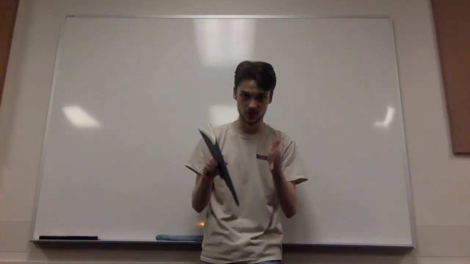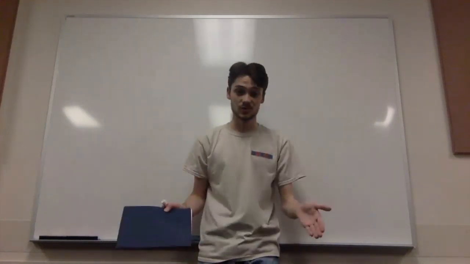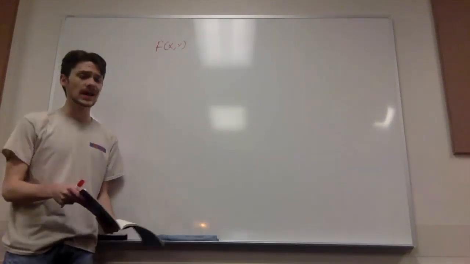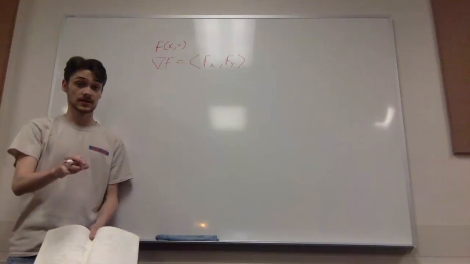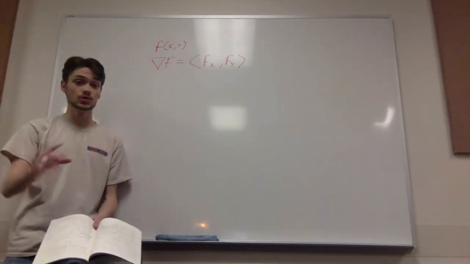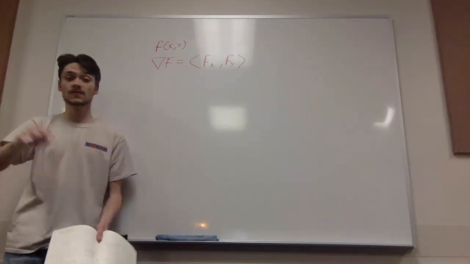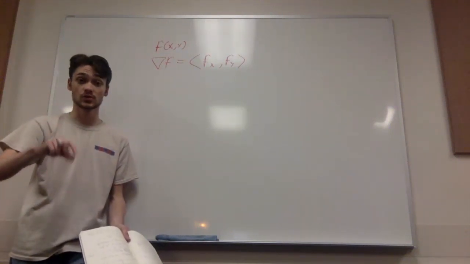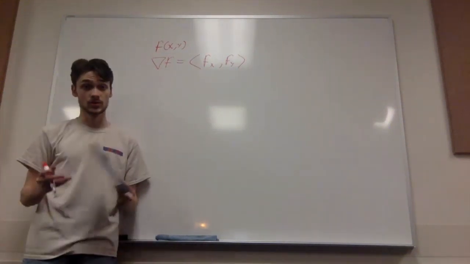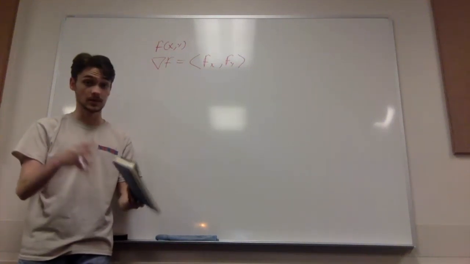But in order to explain the formula that I am about to show you all, it's going to require some setup. If we have some multivariable function, we know that the gradient vector is going to be equal to the partial derivative of that function with respect to x, comma, the partial derivative with respect to y of that function. This is going to be really important for the theory that I'm about to lay down.